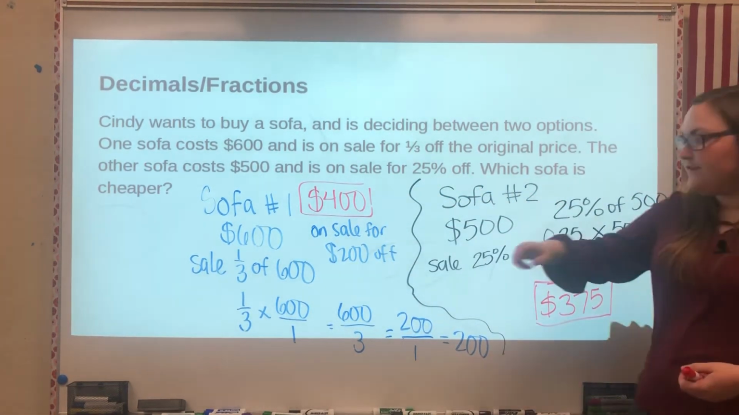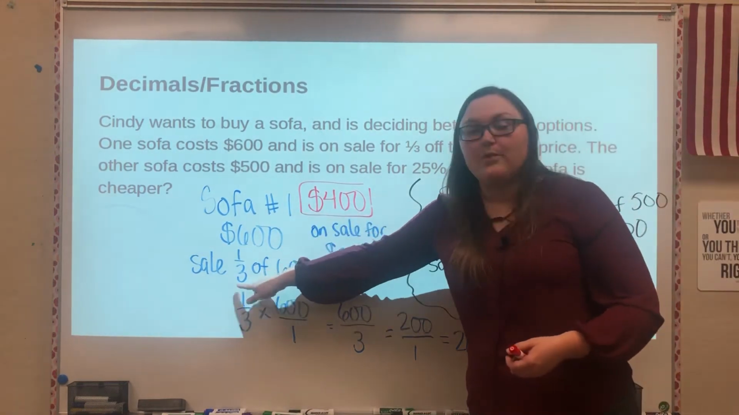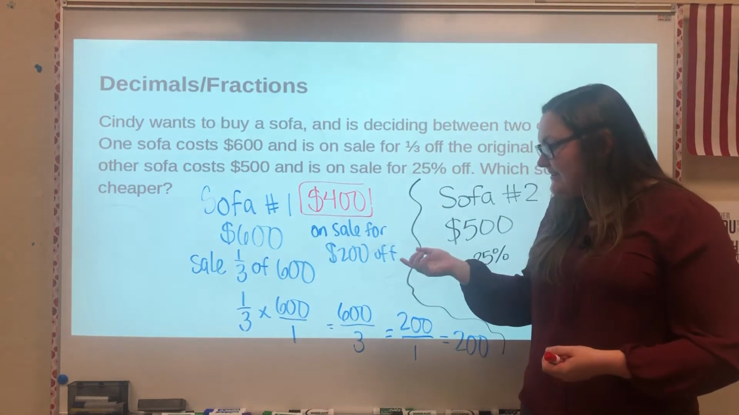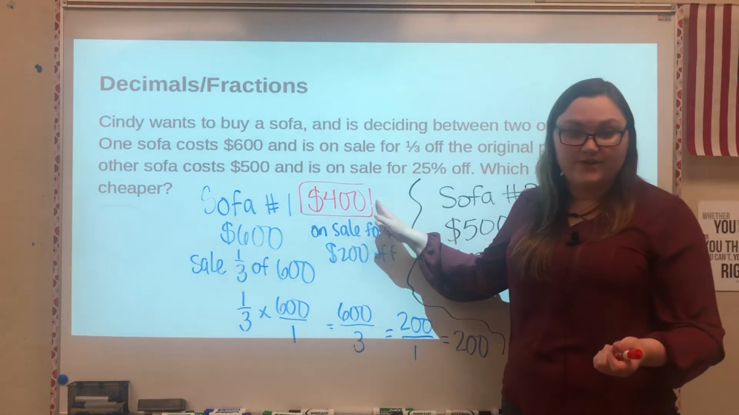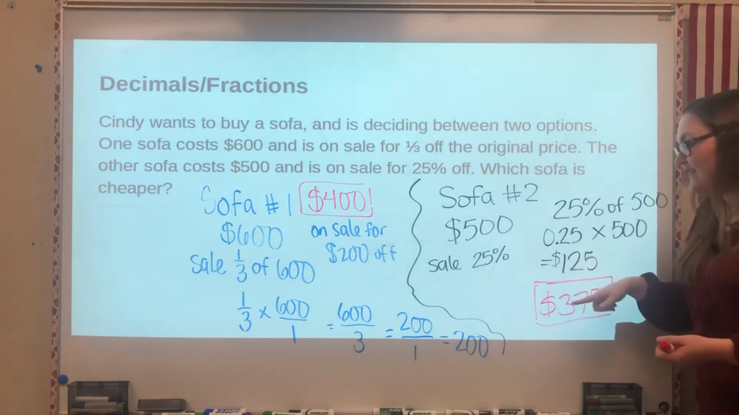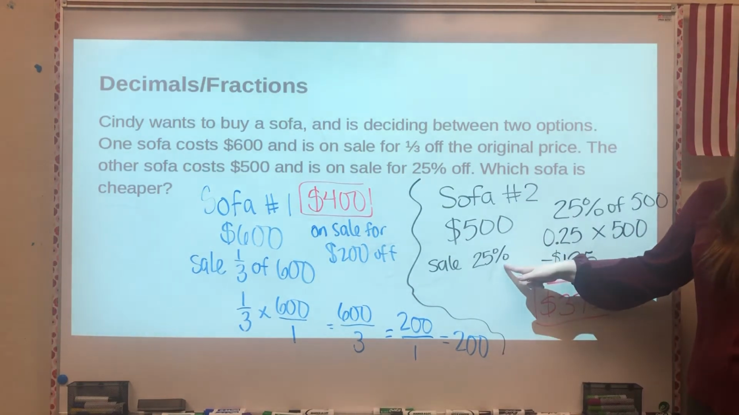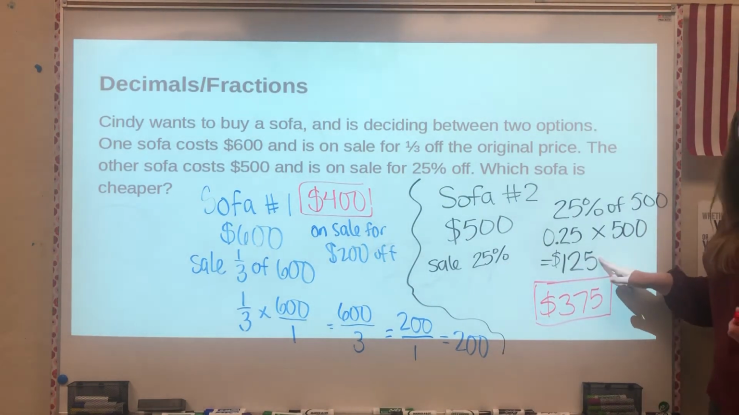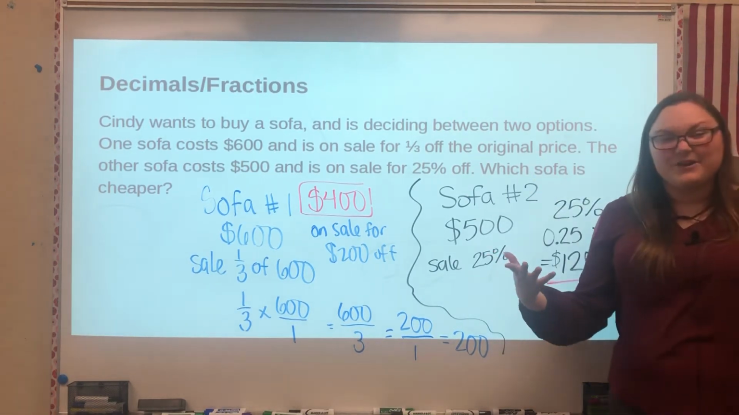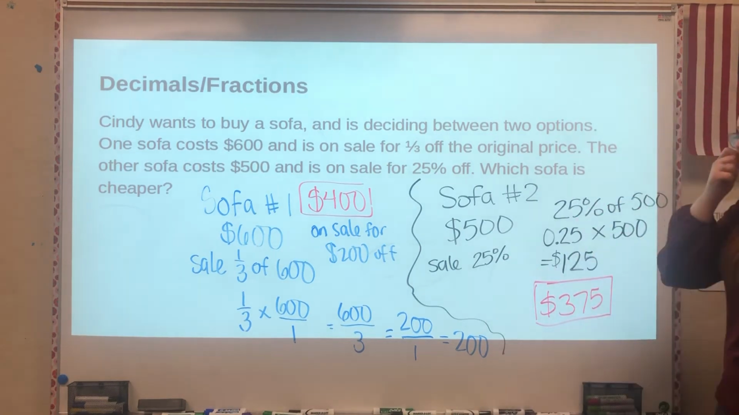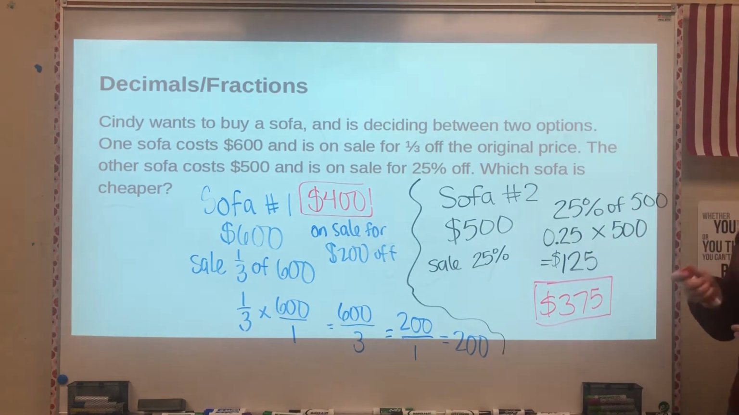You could say for the first one, if it's on sale for 1/3 off the original price, that's $200 off, which means it costs $400. For the second sofa, if it's on sale for 25% off, that means it's $125 off, which means the final price is $375. Just kind of give like a summary of the math you had to do to figure it out. So this was our second review question.